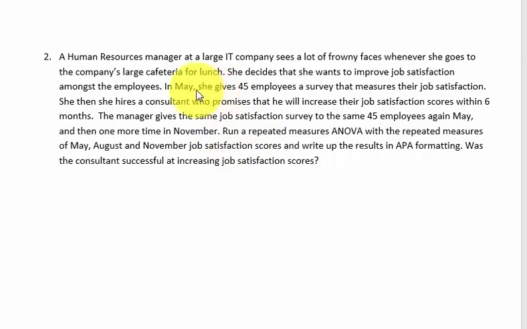Now there's going to be how many measurements? There's the first one. It's their baseline. And then she gives the repeated measure again in May, right? A second job satisfaction score in May, and then one more time in November. So she's got 1, 2, 3 repeated measures. There's only one group. That makes it a one-way repeated measures ANOVA. So let's get going.